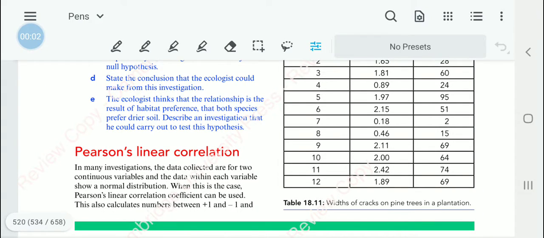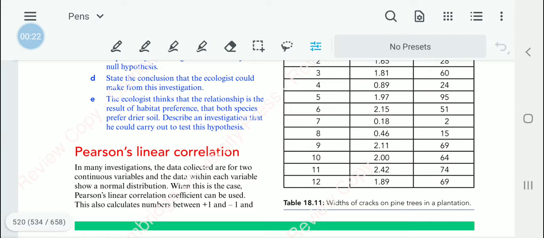Biology chapter 18 theory video 14. We are going to discuss Pearson's linear correlation. So like I said earlier, if the data collected are continuous variables and they show a normal distribution, we can use this.